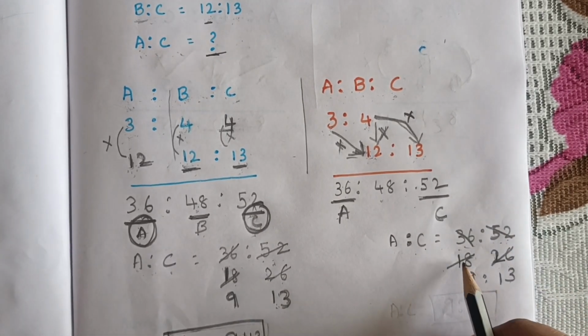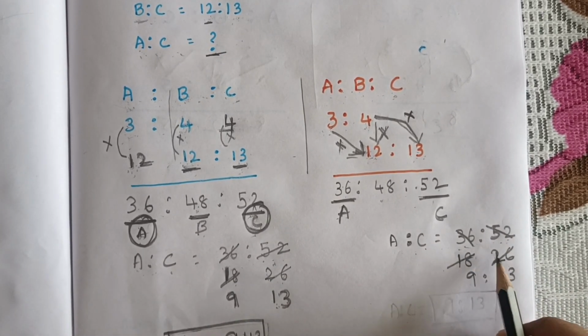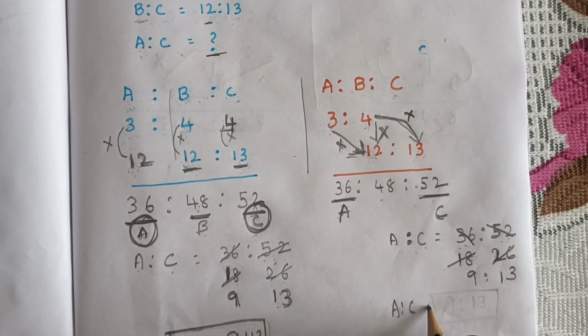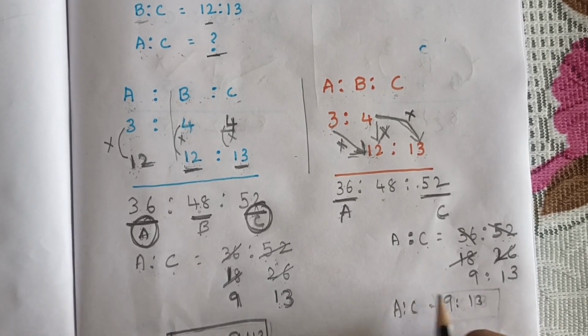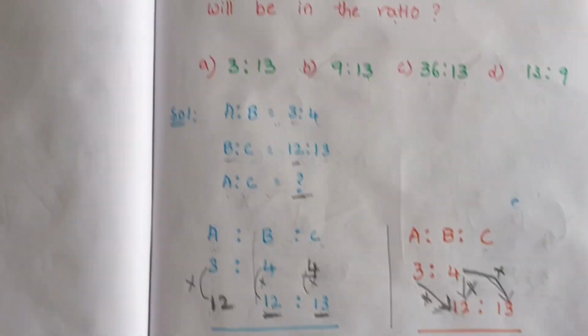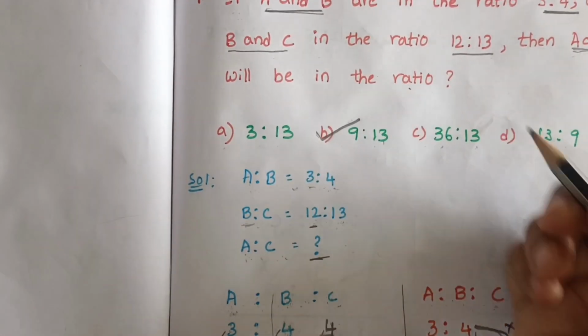Again we will do it with the simplest form. 2 ones are 2, 2 eights are 16, 2 twos are 4, 2 sixes are 12. And again 2 nines are 18, 2 ones are 2, 2 threes are 6. So the A is to C value is 9 is to 13. The option B is correct.